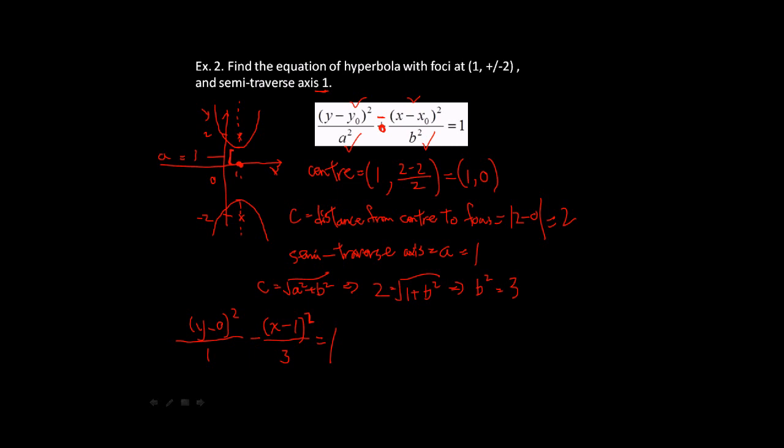Now, if it happens that the question asks further, what are the asymptotes, or the equations of the asymptotes? So how are you going to do that? Now remember the slope of the asymptote. Okay, so if we are going to try to find the equations of the asymptotes, we know that the slope is plus or minus b over a. So we have slope equal to plus or minus b over a. So b is root 3, and a is 1. And we know that the asymptotes will always pass through the center.